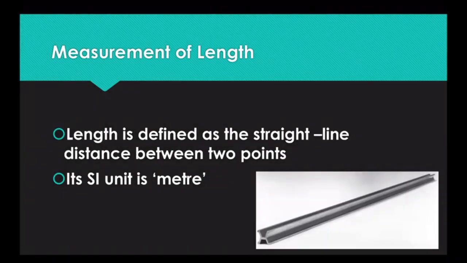Now, length is defined as the straight line distance between 2 points. This is how you draw the lines, right? With your ruler, you take 2 points, join them and measure it, like 5 centimeters or 4 centimeters. This is how you do it in your maths class. And the SI unit, the standard unit of length, is the meter.